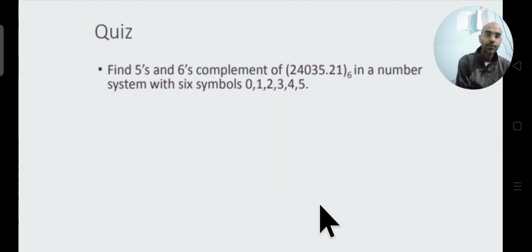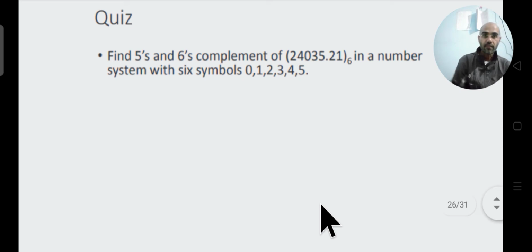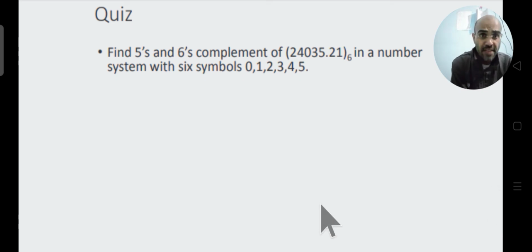Now a quiz for you. The quiz is: find the 5's and 6's complement of the given number 24035.21 in a number system with 6 symbols. So the radix of this number system is 6 and we have to find the r's complement, that is the 6's complement, and the r minus 1's complement, that is the 5's complement of the given number. You have to try this question on your own and answer it in the doubt class. If you have doubt, you can ask me in the doubt class. I'll show you the answer in that class.